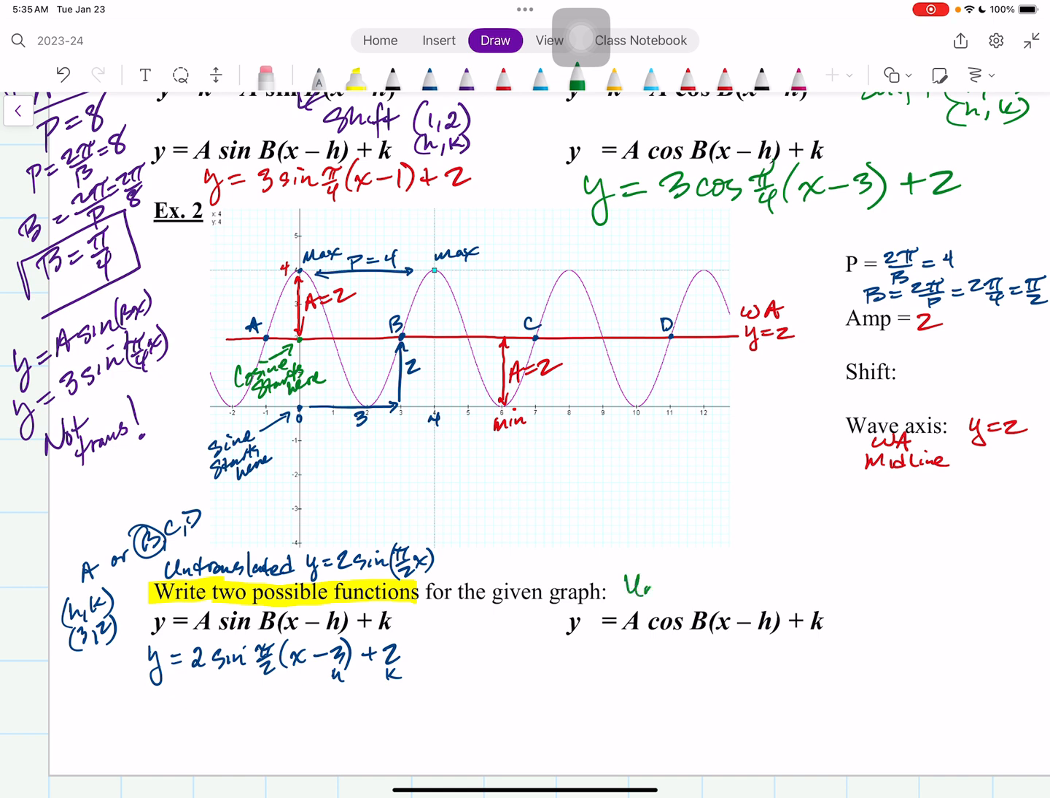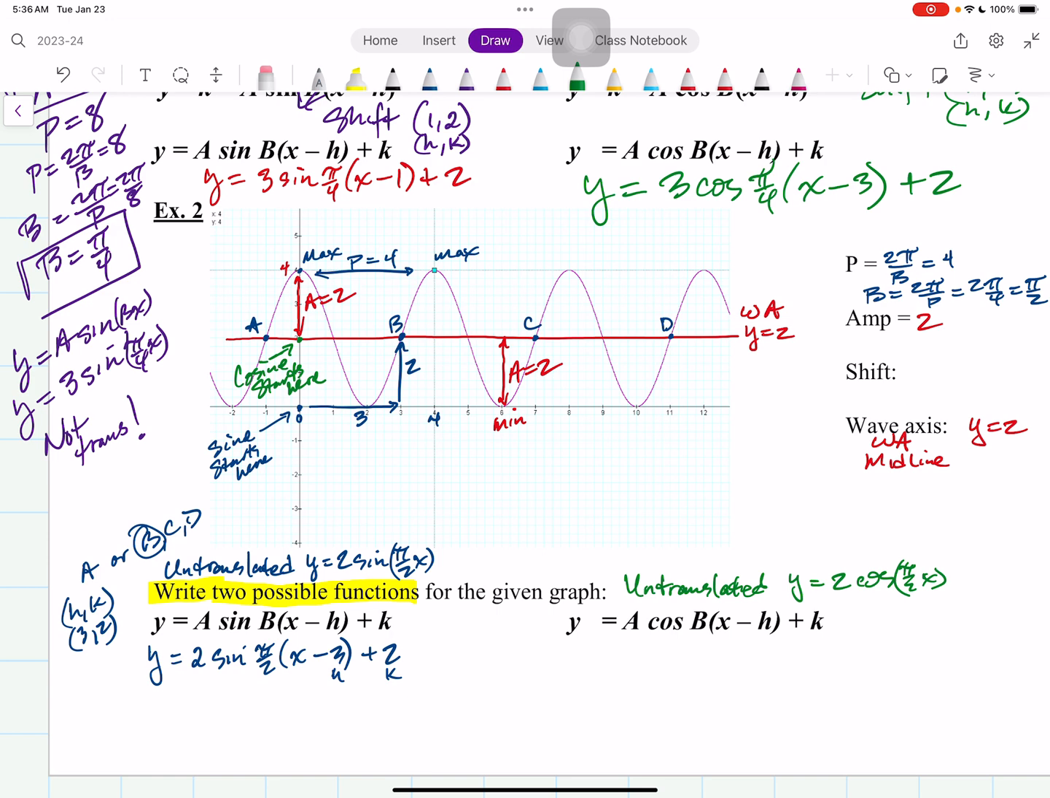So untranslated, let's see what it would look like. Untranslated, it would look like y is equal to 2 because it has an amplitude of 2. Cosine of pi halves x. That's untranslated, or not shifted, okay? So, but this thing's been shifted, so it doesn't start at 2, as you can obviously tell.